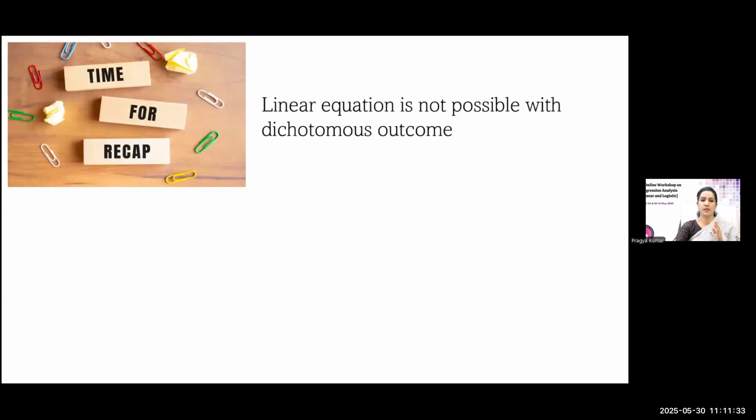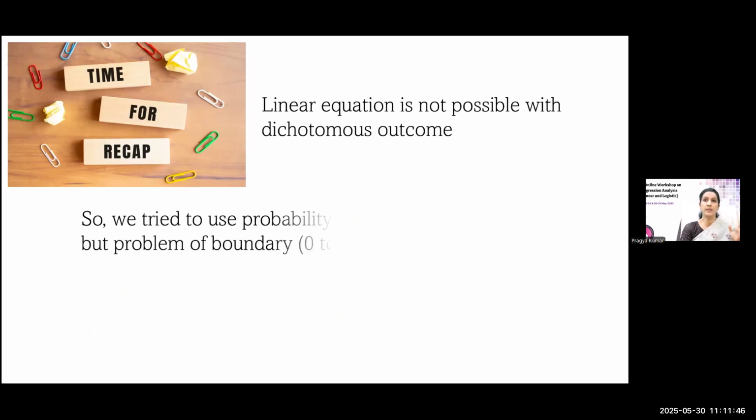So now, if I have to summarize how we have done it, a linear equation is not possible with dichotomous values like 0 and 1. That's why we have converted that 0 and 1 into a predicted probability. How have we decided the rule for predicted probability? If the value of predicted probability is 0.5 or more, we say that the occurrence has happened. And if the value of predicted probability is less than 0.5, we say that it has not happened.